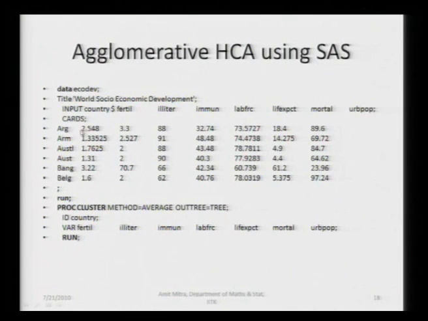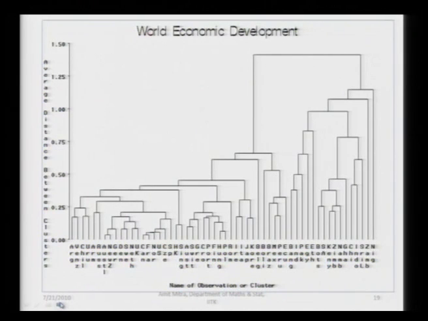This is how the data actually looks. This is for the social welfare indicators. So, these are the countries. ARG for example is Argentina, Australia, Austria, Bangladesh, Belgium, and all the data records, 125 records, are there in alphabetical order. So, we use a hierarchical clustering method and obtain this hierarchical clustering dendrogram tree for the world economic development.